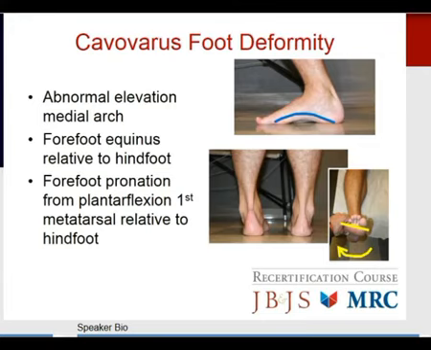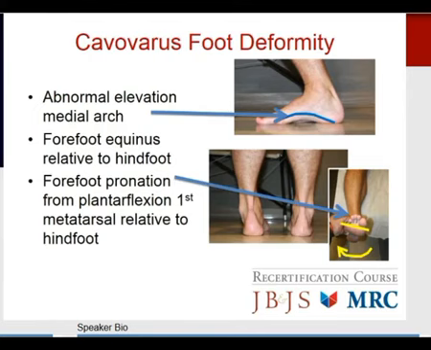My other favorite topic is cavo-varus foot deformity. We know that is an abnormal elevation of the medial column or the arch. It is essentially forefoot equinus relative to the hindfoot, or a plantar flexed first ray that creates the cavus deformity component to this relative to the hindfoot deformity.